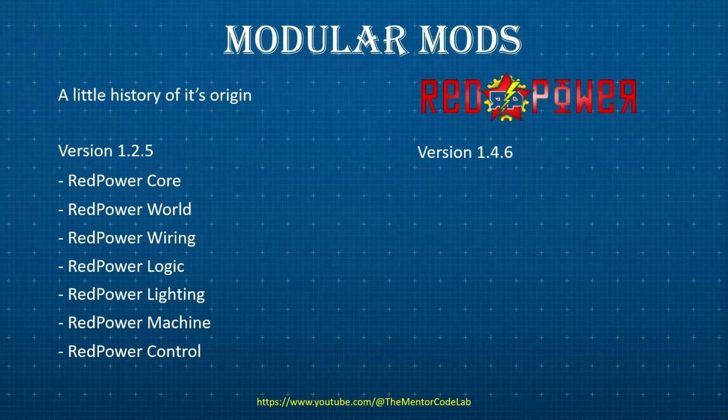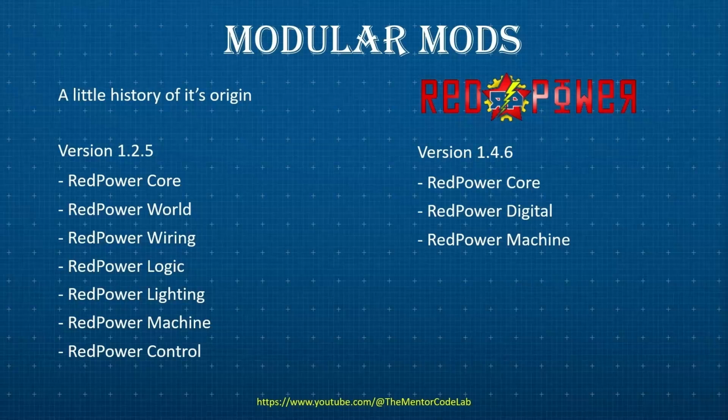Now, take note, the next version of Red Power came out at 1.4.6. There was this huge gap in the versioning and time. At that time, Eloram tried to reduce the number of modules, so she published Red Power Core. Now, Red Power Core had the World and Wiring inside of it. Next, it was Red Power Digital. Digital was the combination of Logic and Lighting. Then she added Red Power Machines and Red Power Compat. At this time, Eloram left the community.